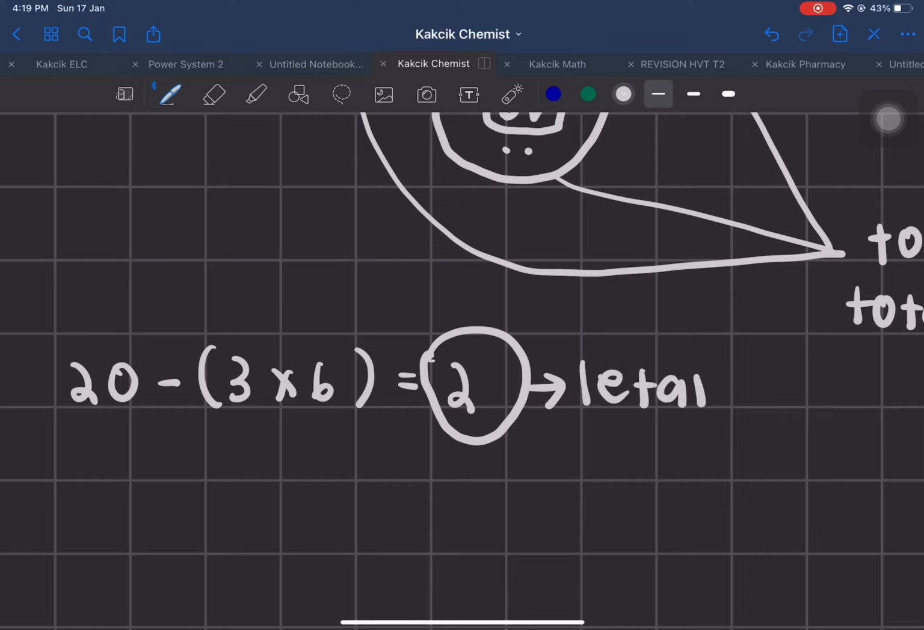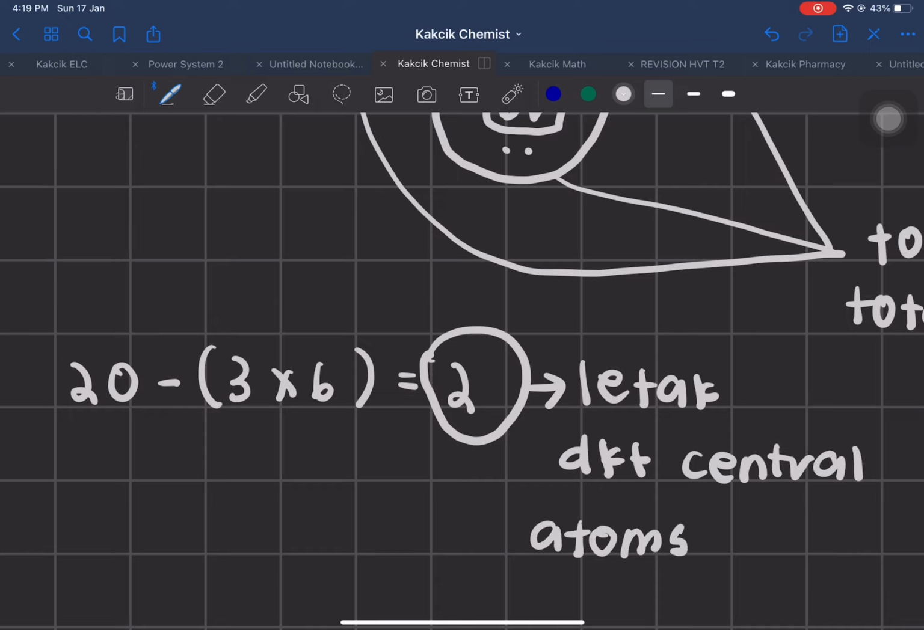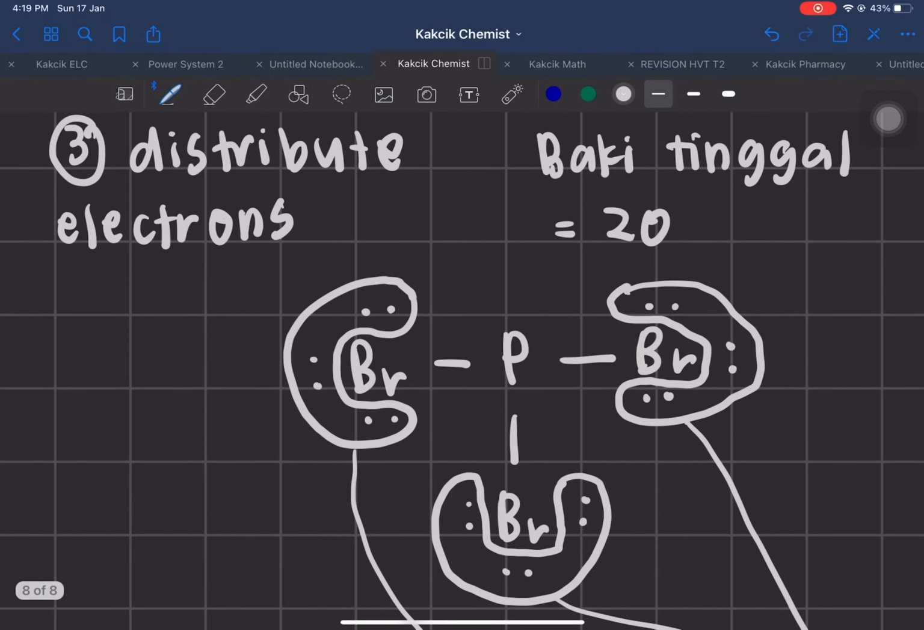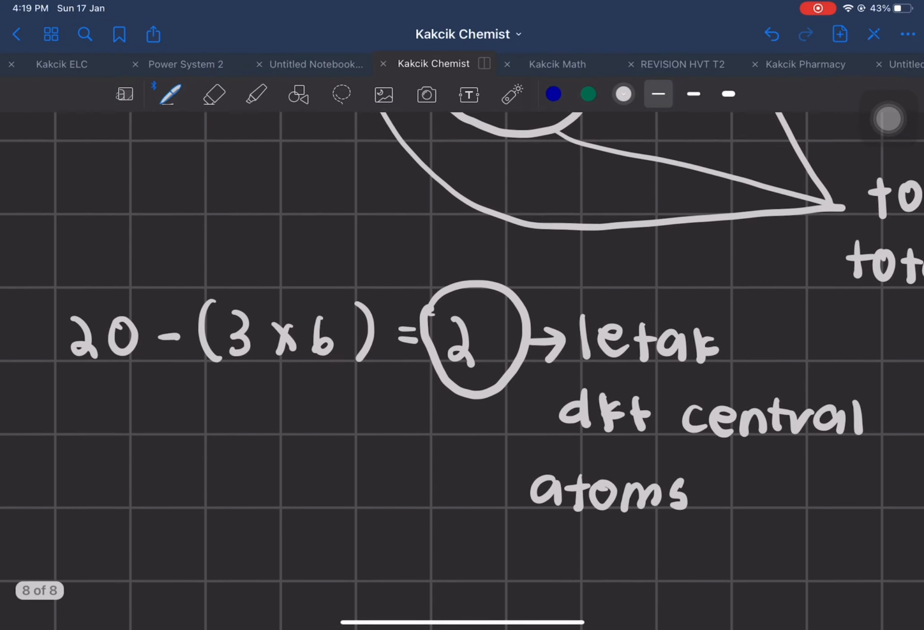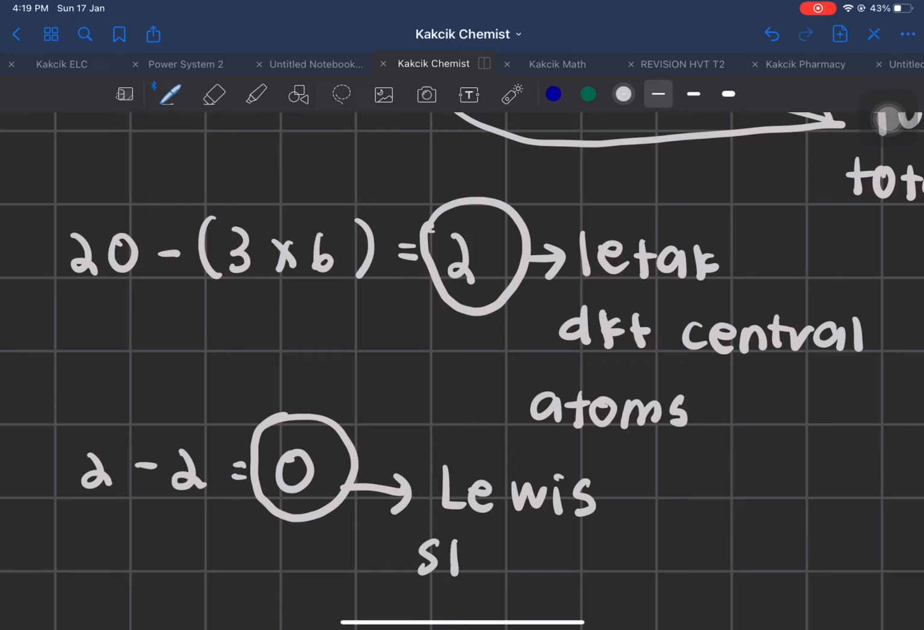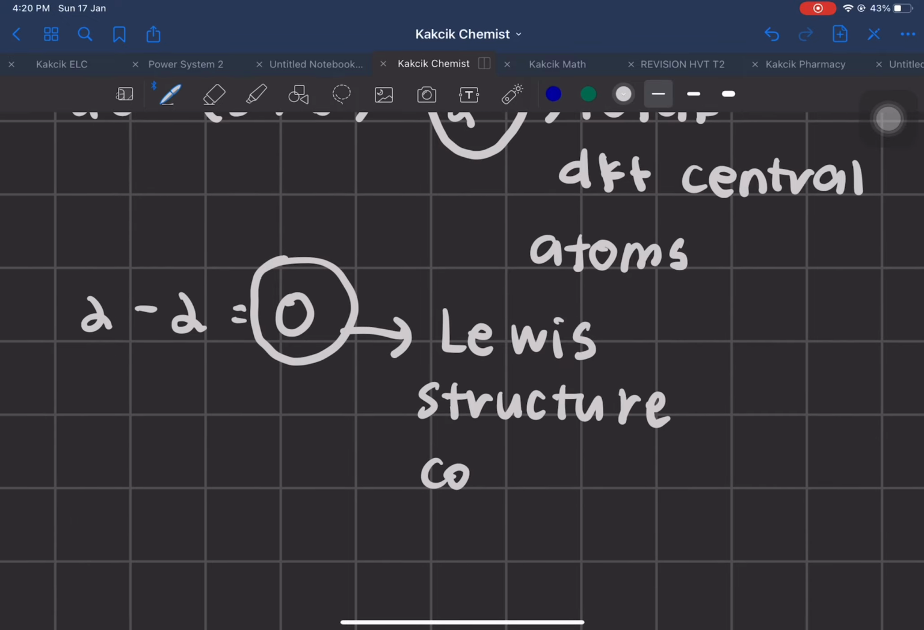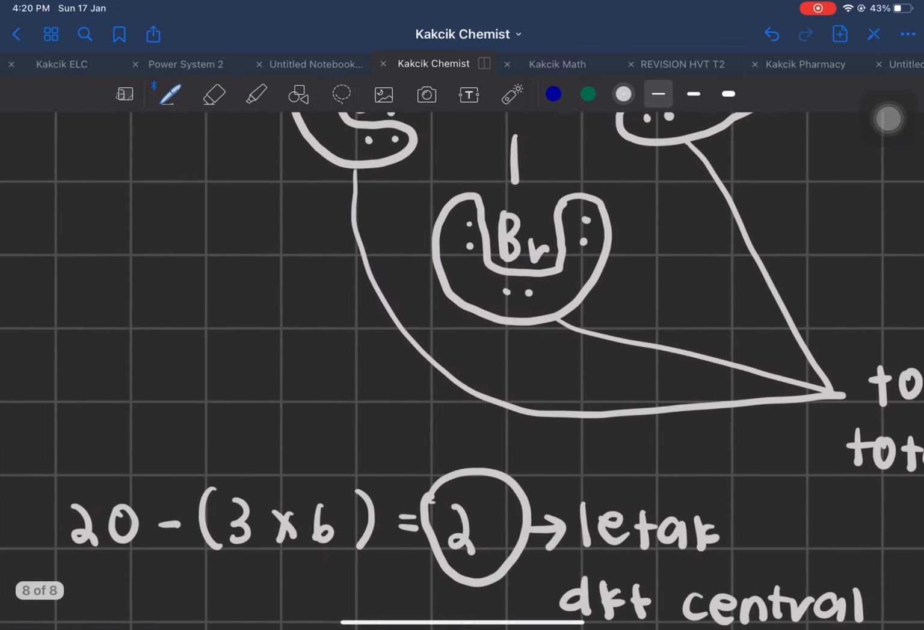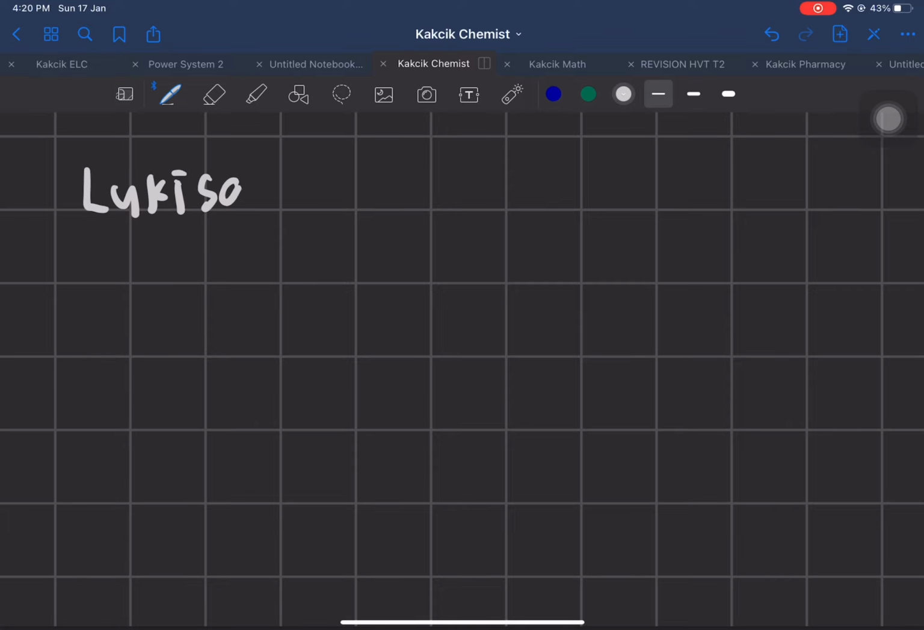Lewis structure kita akan jadi PBr3. Dekat central atom akan ada 1 lone pair, iaitu 2 elektron. Dekat Br akan ada 3 lone pair. So kita akan connect dengan single bond. So single bond tu equal to 2, yang lain semua lone pair equal to 2. So complete lah octet rule kita.